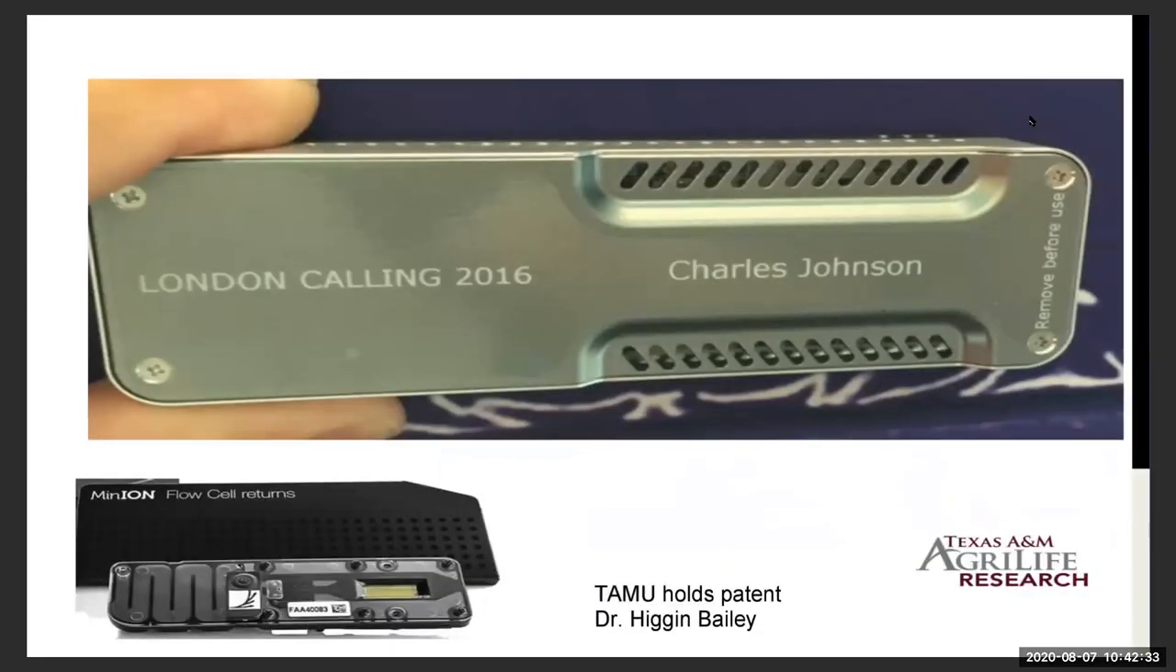This is the smallest machine Nanopore produced. It's called MinION, and it's really tiny, like a USB drive. You can see the finger here. And TaxAM actually holds a patent for this kind of technology, so it's part of TaxAM, we can say.